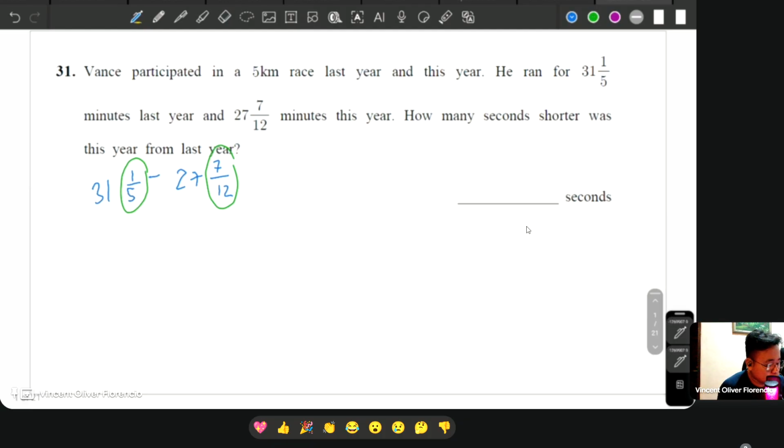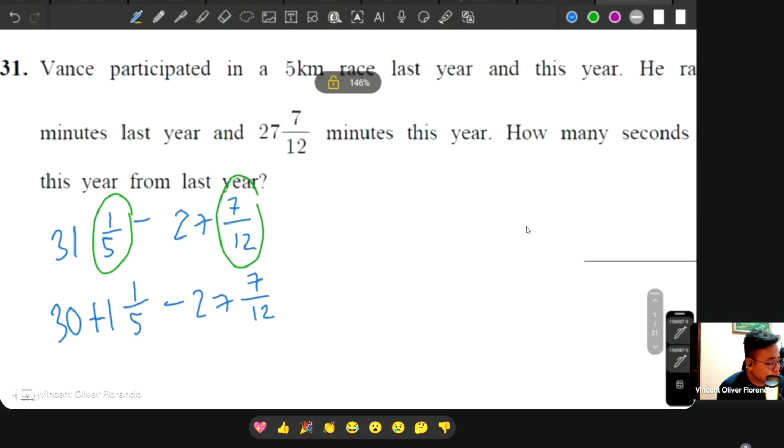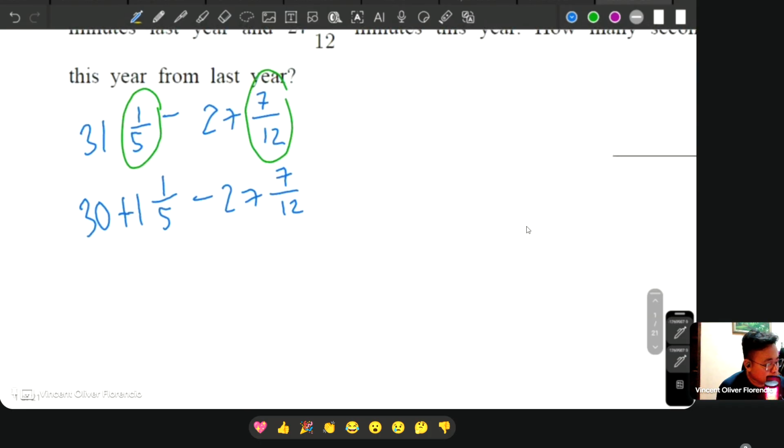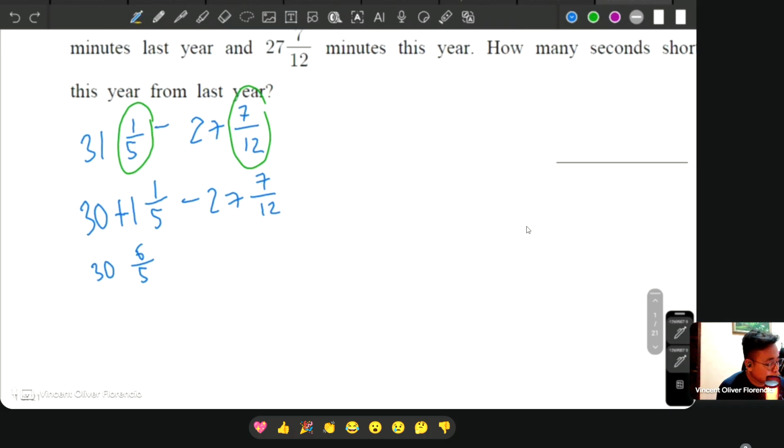So it's going to be now 30 plus 1 and 1/5 minus 27 and 7/12. You can transform this as 30 plus 6/5, because you can transform this mixed fraction into an improper fraction. And then we have here minus 27 and 7/12. So we can match them already.